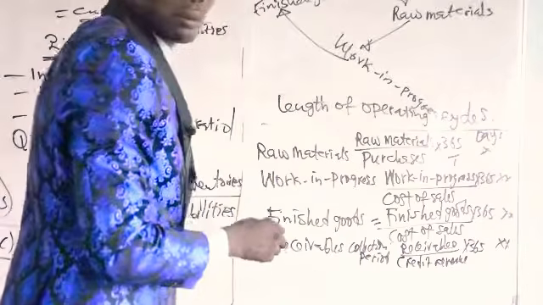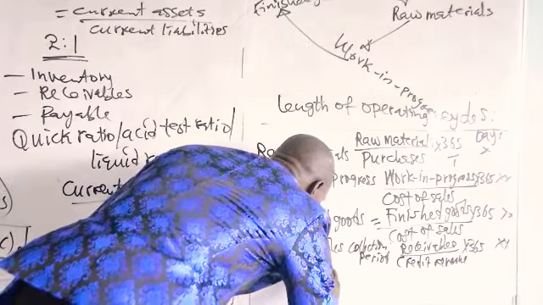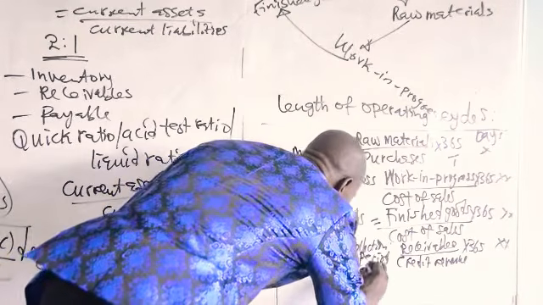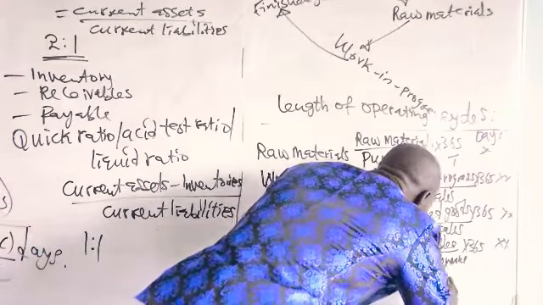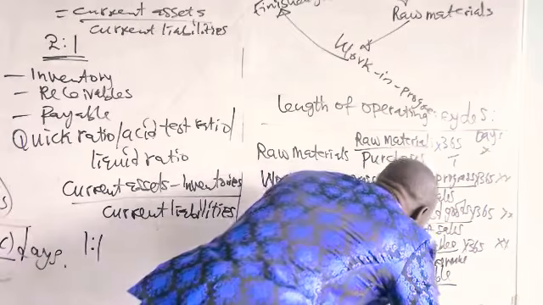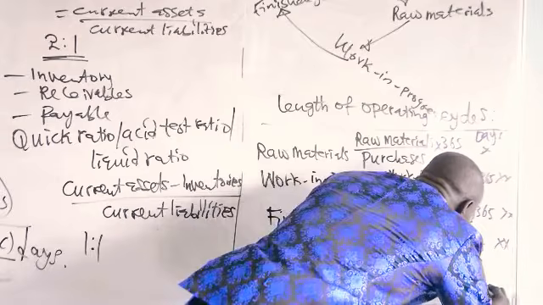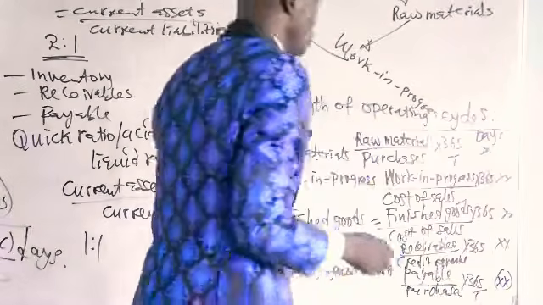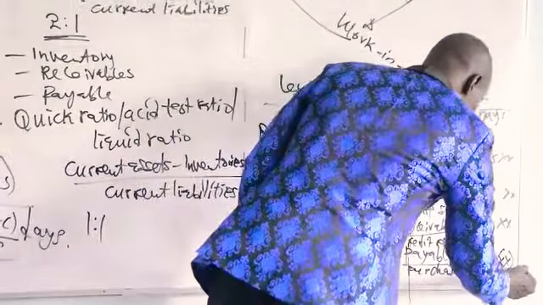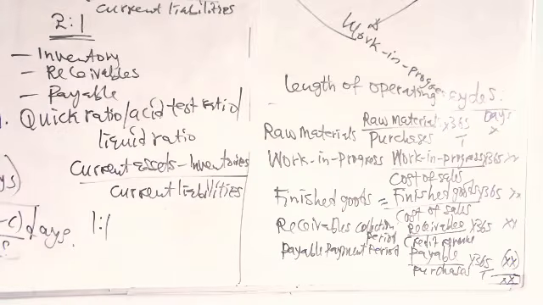Then we can also have the payable payment period. That would be average payables over credit purchases times 365. Where you don't know your purchases, you can use cost of sales. I've told you that the payable payment period is what we are going to subtract. When you add these and subtract this, it will give you the length of your operating cycle.